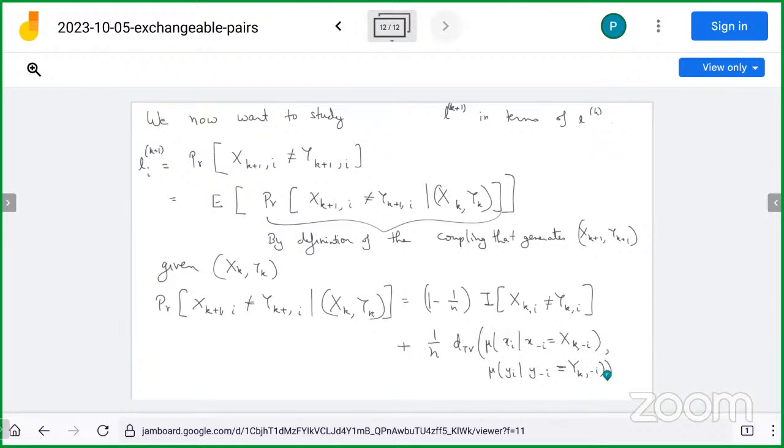Okay, but that's not very useful so far. What do we do now? So we have bounded the total variation distance only in terms of the difference vector, right? And LK will come when we take expectation. So this is less than 1 minus 1 over n, plus 1 over n, summation j going from 1 to n, aij, indicator that xkj is not equal to ykj.